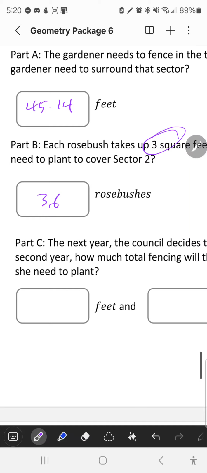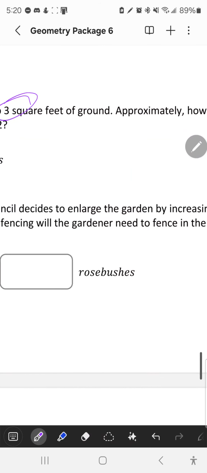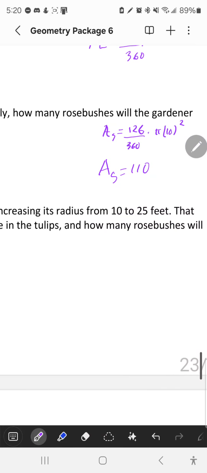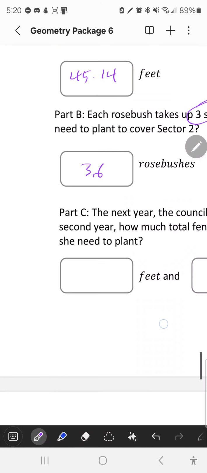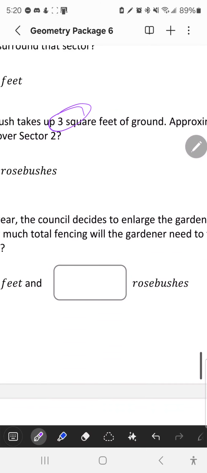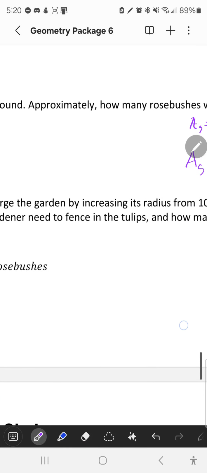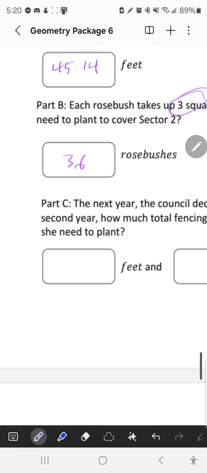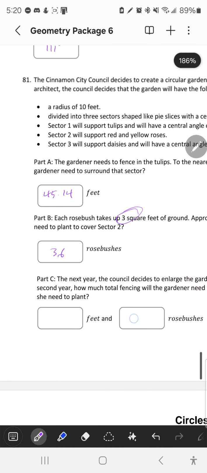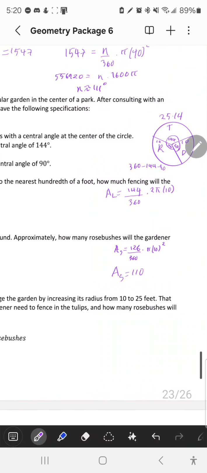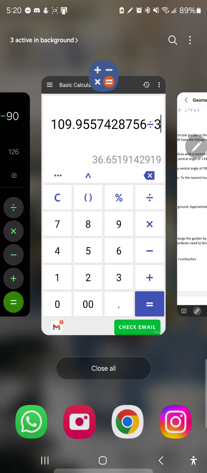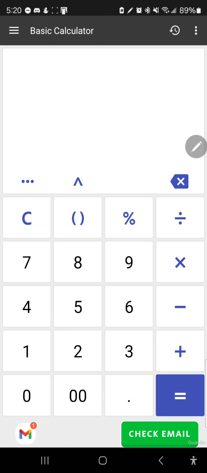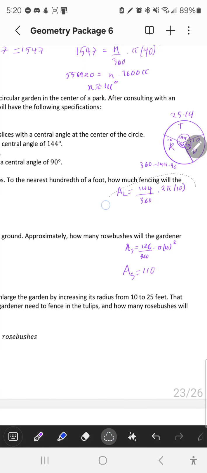The next year, the council decides to enlarge the garden by increasing the radius from 10 to 25 feet. Wait, that second year, how much total fencing will the gardener need to fence in the tulips, and how many rose bushes will she need to plant? So again, we do the same here, but now we change the radius.